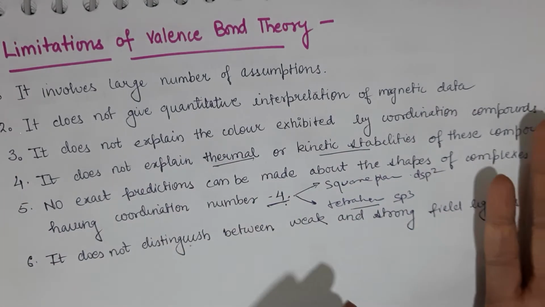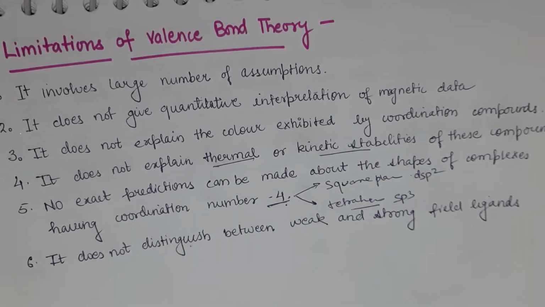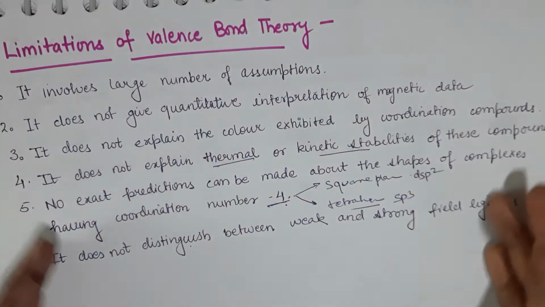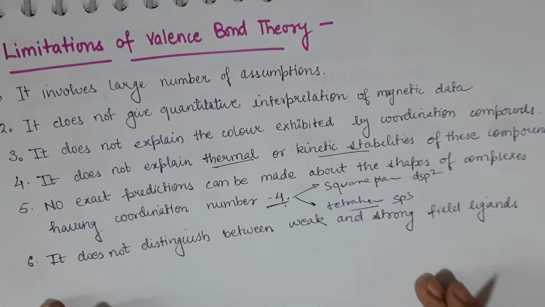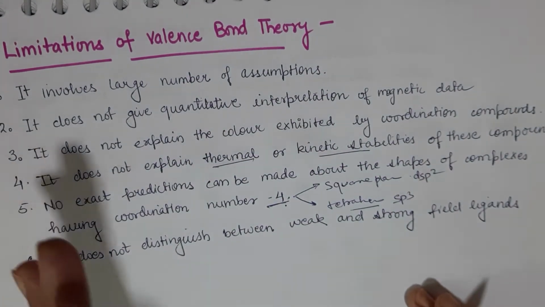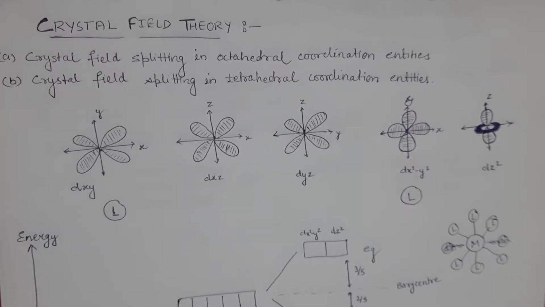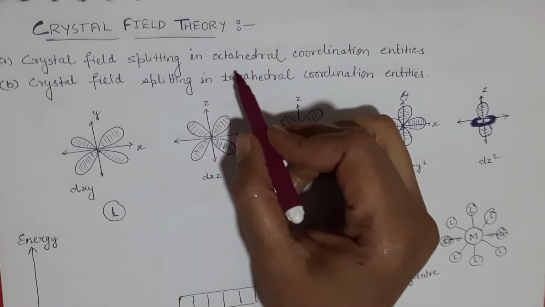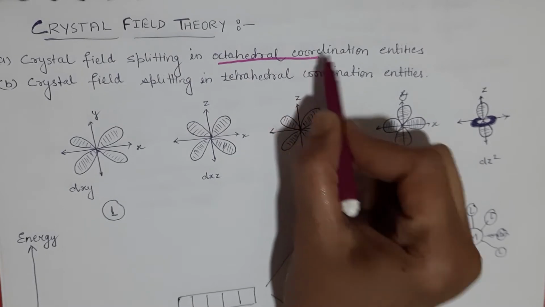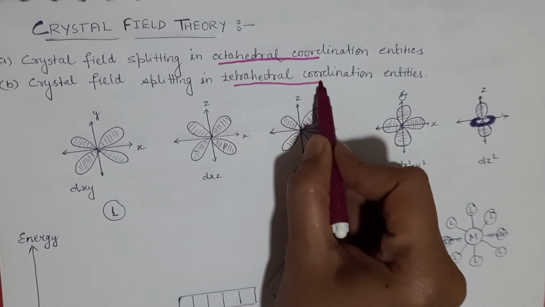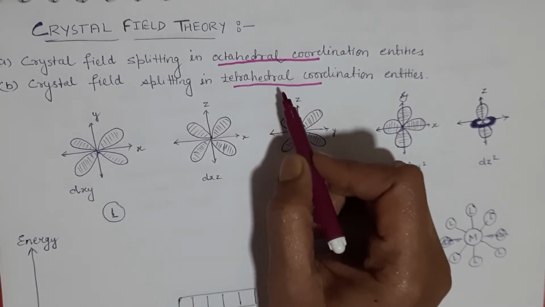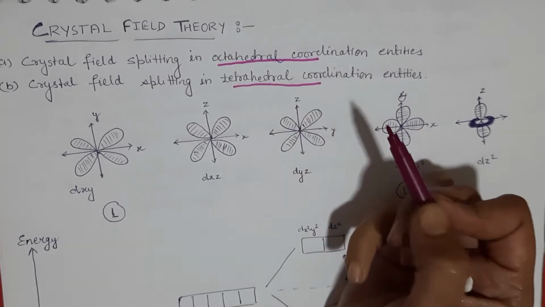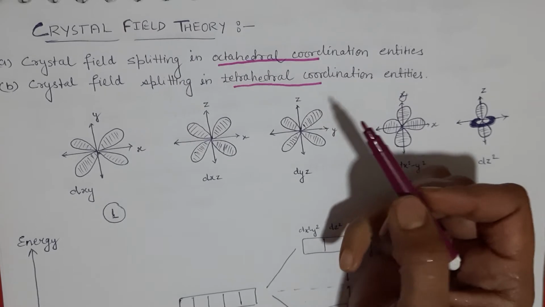That's why crystal field theory comes into the picture, to rule out and clarify all these things. We are now studying the crystal field theory. So in CFT, you have to study crystal field splitting in octahedral coordination entities and tetrahedral coordination entities.